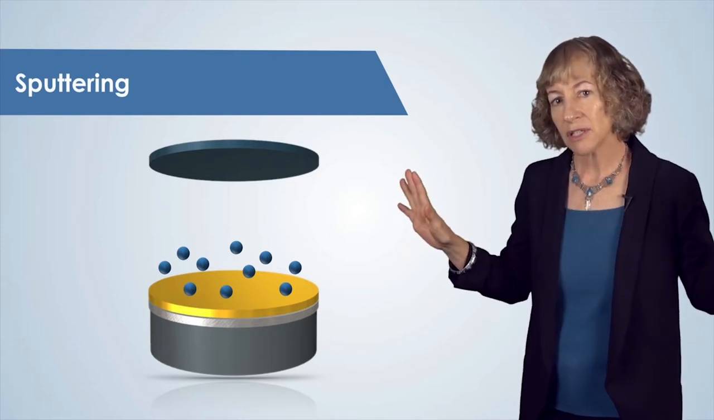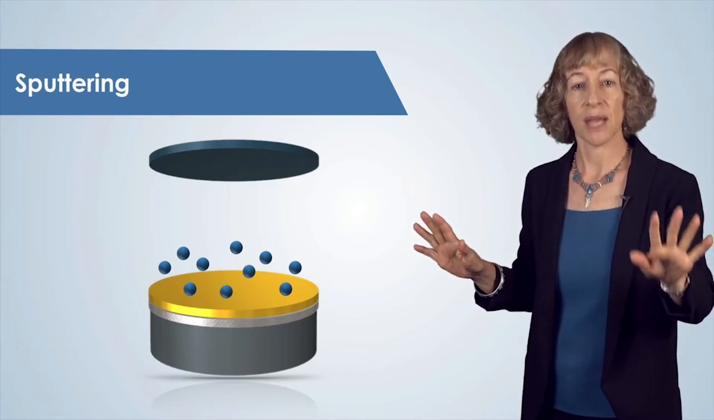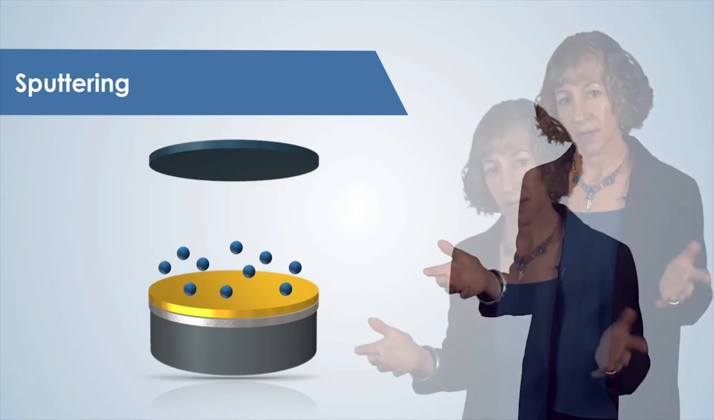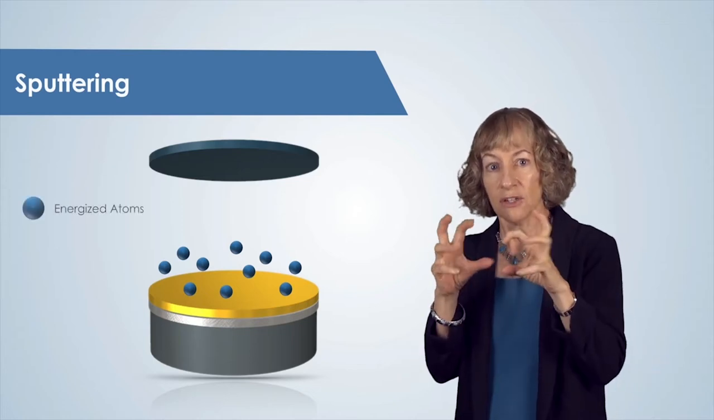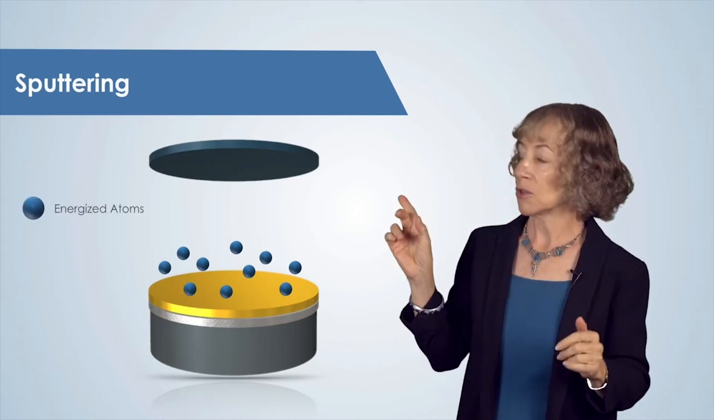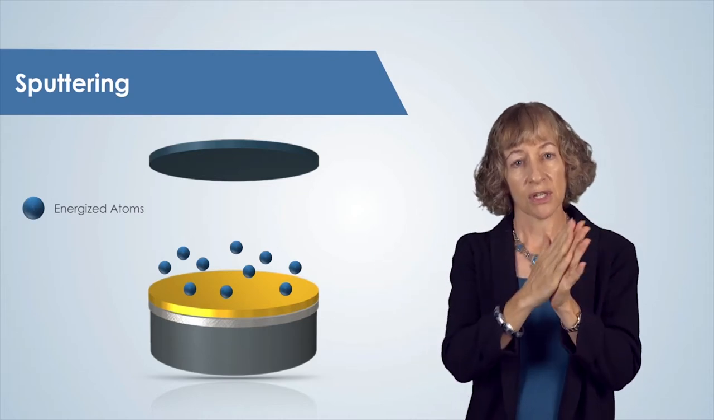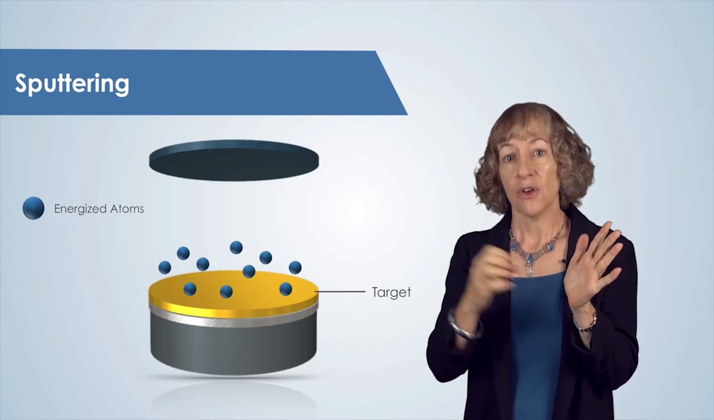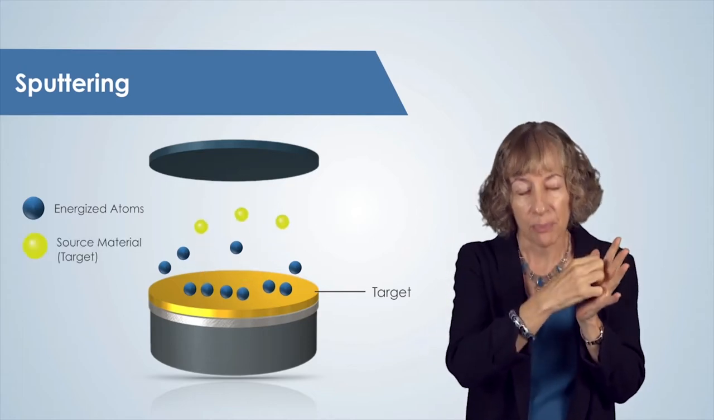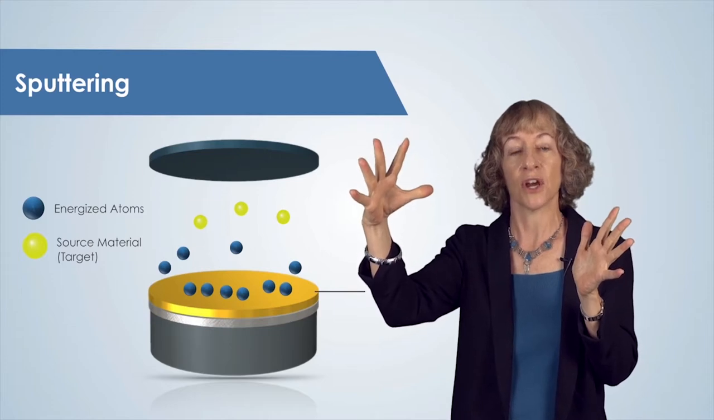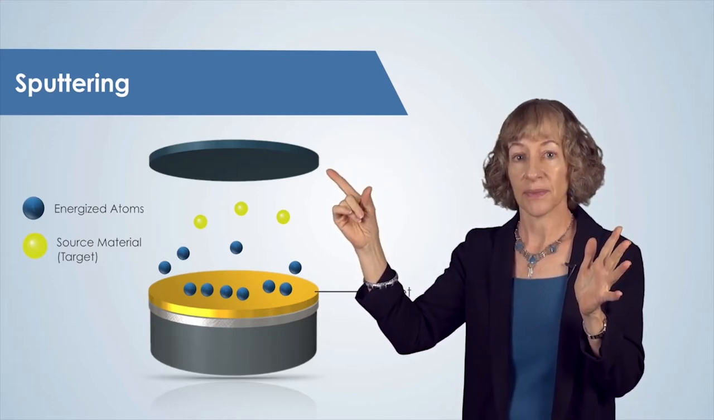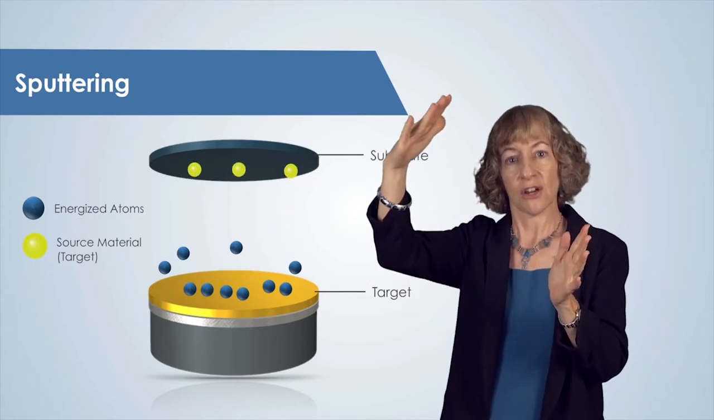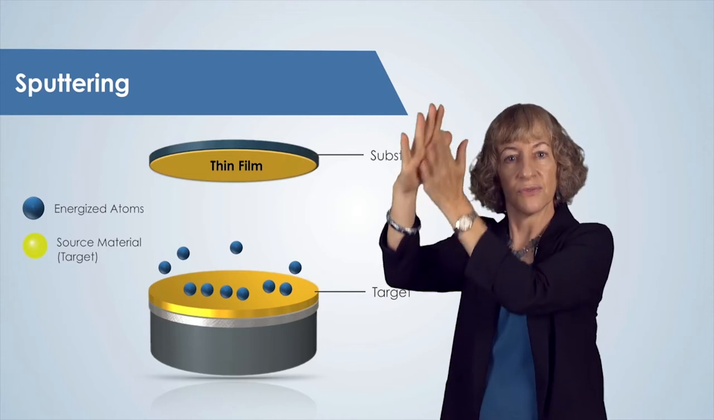Sputtering is an entirely different process compared to the other types of thin film deposition we cover in these videos, which all use evaporation. Instead, sputtering uses energized atoms that hit the source, which are the blue atoms. The source material is in the form of a flat plate, which we call a target. Those energetic atoms hit the target and propel source material atoms off of the target and into the vacuum system. These are the yellow atoms. Some of these source atoms hit the substrate up here and become the thin film.